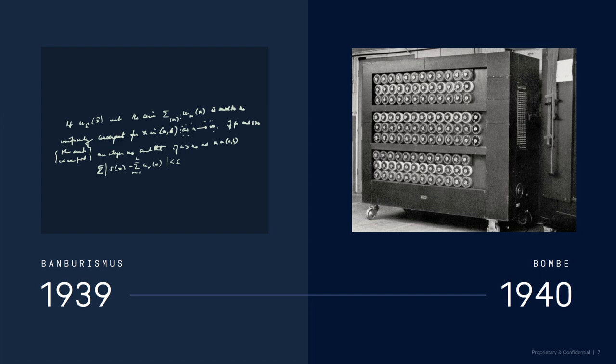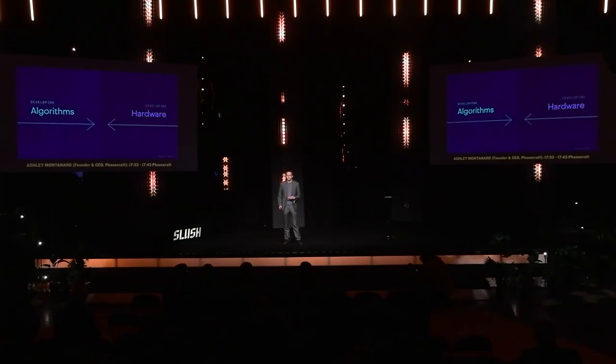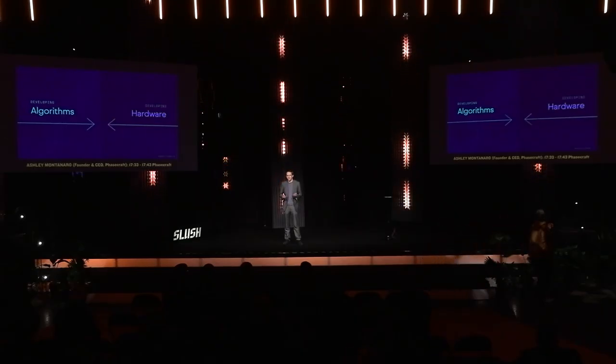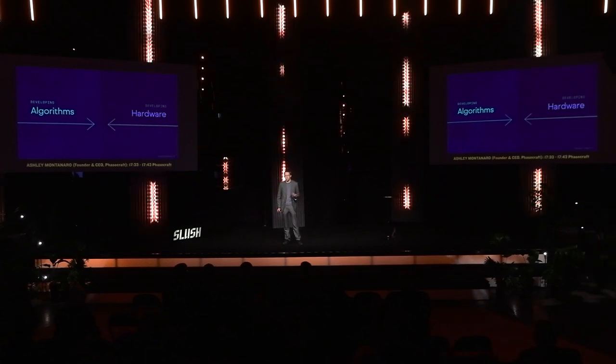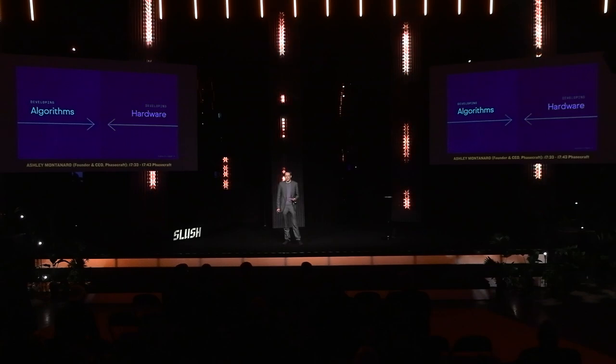And if we go back even further, like during the Second World War, the machine that was built to crack the Enigma code was only usable because of the mathematical techniques that Alan Turing developed to accurately crack codes with the minimum possible use of that computing hardware. So if we go back to today, the imperative, we believe, is clear. We should put as much effort into developing the algorithms as we are into developing the hardware on which the algorithms will run. And that's exactly what we're doing at Phasecraft.